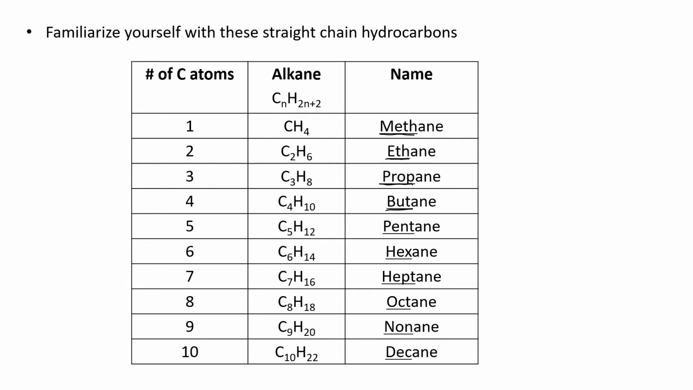And notice how the number of carbons correlates. We can plug that in for our n value. And do you see the pattern for the number of hydrogens? As we increase the number of carbons by 1, we increase the number of hydrogens by 2. It goes 4, 6, 8, 10, 12, and so on.